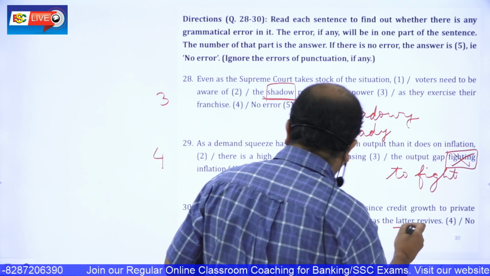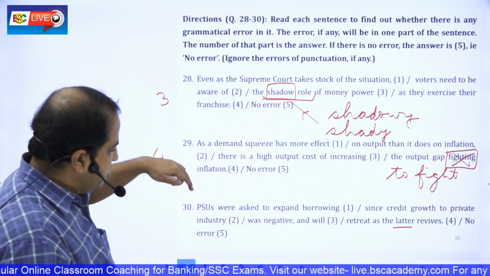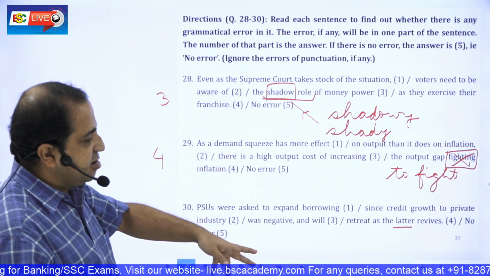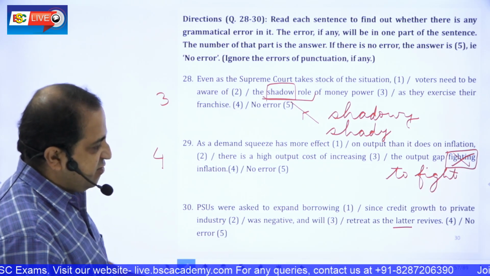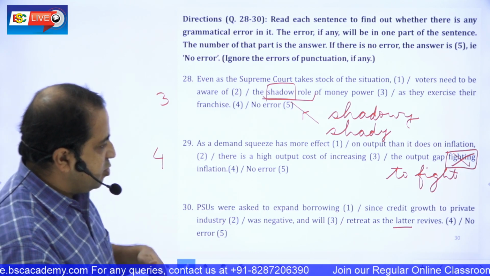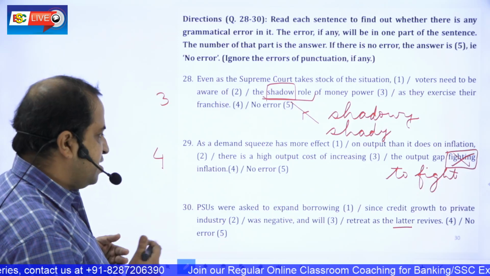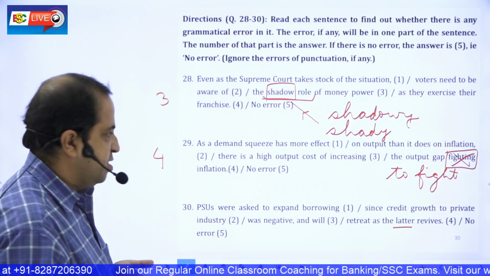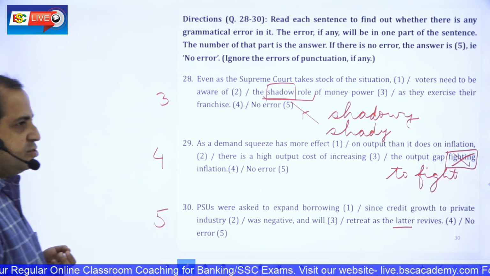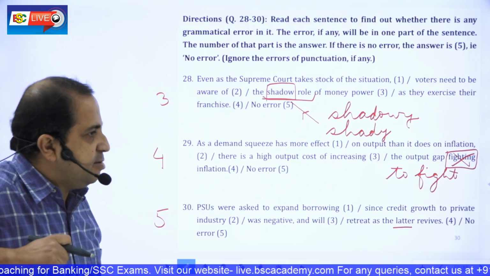Latter means what? बाद में किसका चाहिए? PSU, private industry. So PSUs are the former, and private industries is the latter, as the latter revives. So इस sentence का meaning पूरा निकल रहा है. PSUs were asked to expand borrowing since credit growth to private industry was negative and will retreat as the latter revives. So this question, there is no error in this sentence. So 3, 4, 5. Manas Meher got the answer correct, 29 ka bhi, to fight.